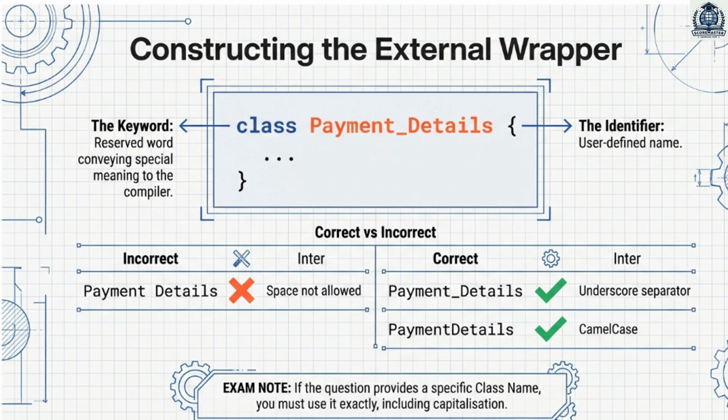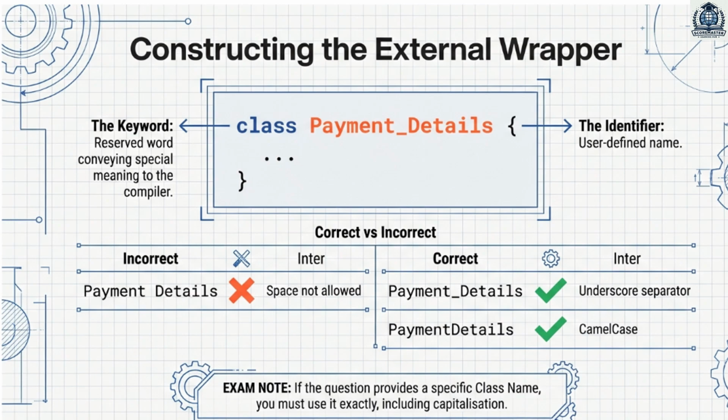This is not decoration. It must follow strict naming rules. Correct versus incorrect naming. Payment details with spaces is illegal. The compiler won't negotiate. Payment_details uses an underscore. Acceptable. PaymentDetails in camel case. Even better and widely preferred.